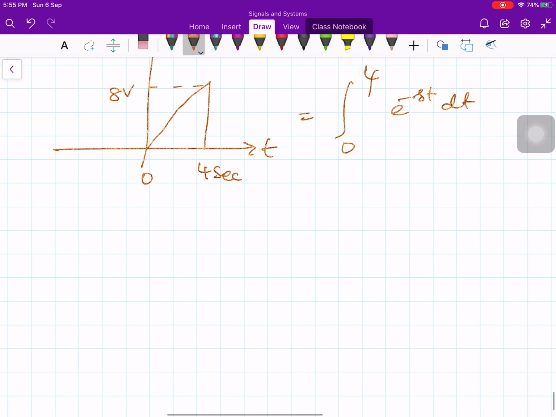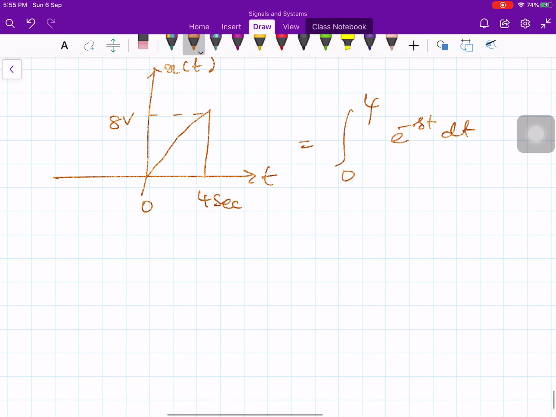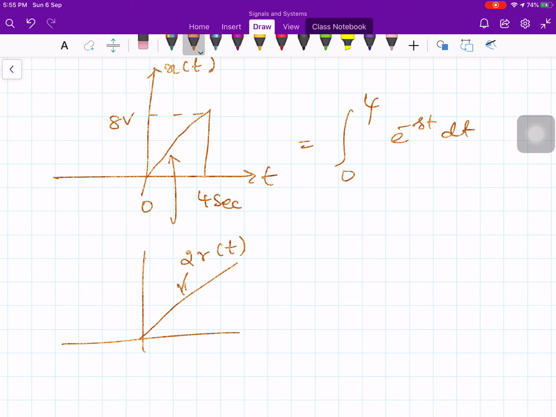Now what is the slope of this guy? The slope is 2. Okay, so therefore if you draw a pulse like this, then it is 2 times r of t, a ramp function. Okay, so it reaches the 8 volts by 4 seconds.